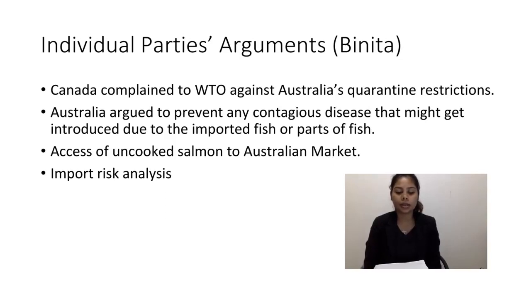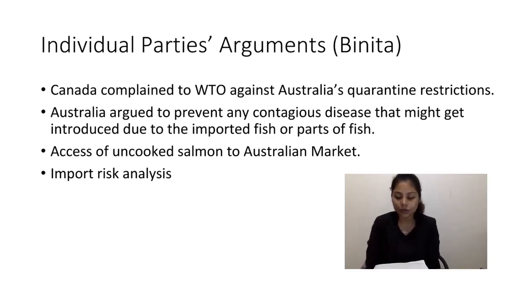Today I'm discussing the individual parties' arguments in the case Canada versus Australia, measures affecting importation of salmon. Canada complained to the World Trade Organization against Australia's quarantine restrictions and the measures used to prevent the commercial importation of salmon in Australia. Australia argued that the importation of fish or parts of fish are subject to treatment to prevent the introduction of any contagious disease or disease affecting person, animal, or plants.